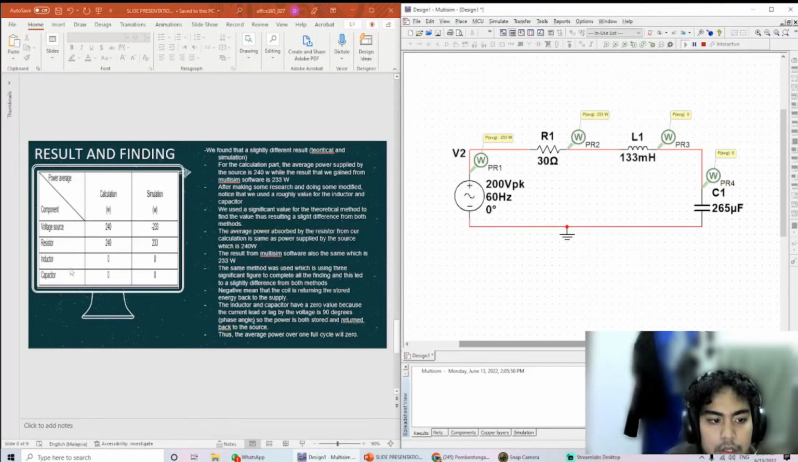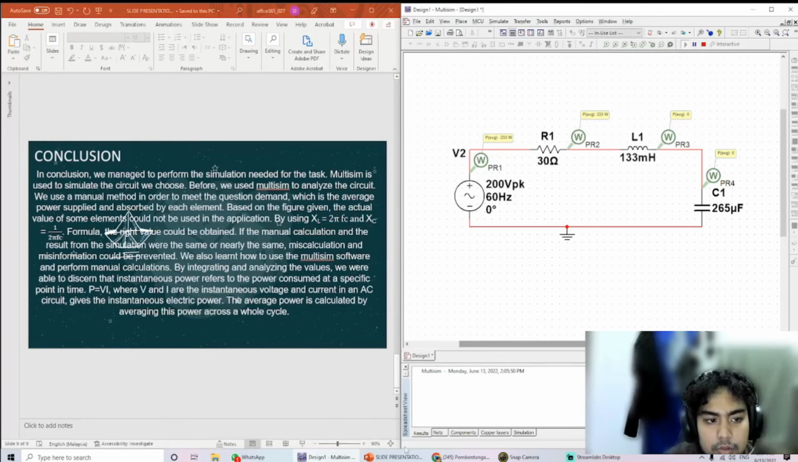Now we follow with the inductor and capacitor. We get 0 because the negative means that the coil is returning the stored energy back to the supply, and the inductor and capacitor have a 0 value because the current leads or lags the voltage by a 90 degree phase angle, so the power is both stored and returned back to the source. Thus the average power over one full cycle will be 0. That's why for the calculation part, the inductor and capacitor average power is 0, and the simulation is the same as the calculation.